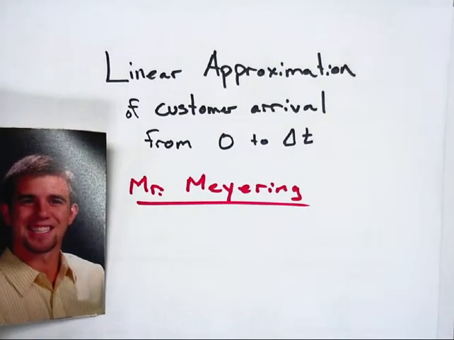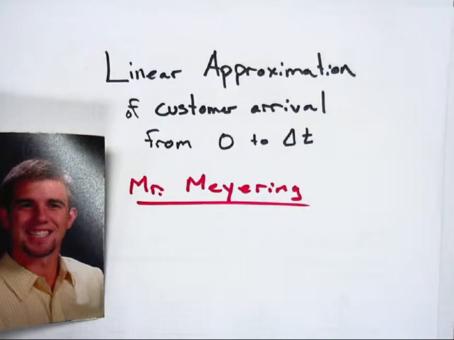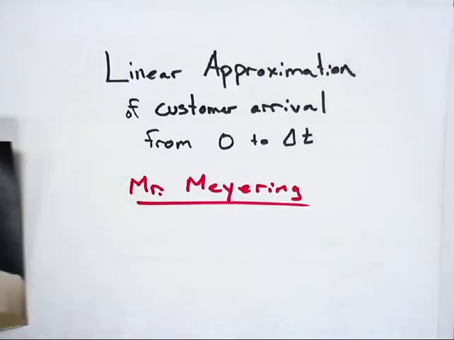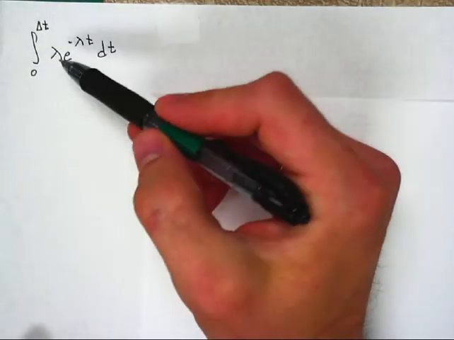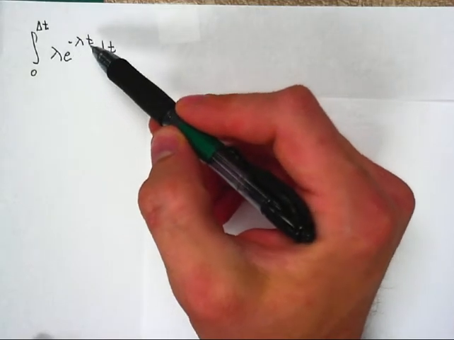Myron coming to you with a quick video about the linear approximation that was referred to in the Q Theory Day 1 video. That's about a customer arriving between 0 and delta t. So we'll discuss this real fast and go through the proof of it. We start with the integral from 0 to delta t of lambda e to the negative lambda t dt.